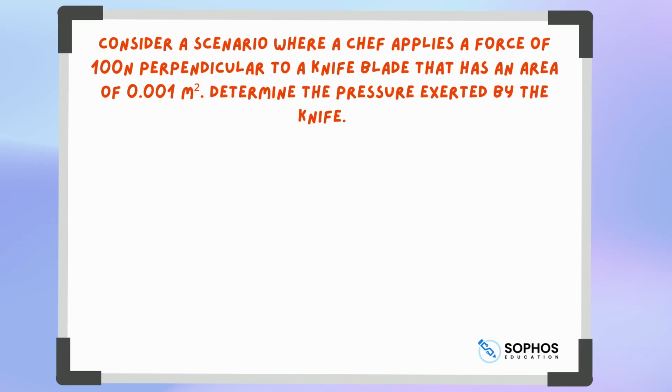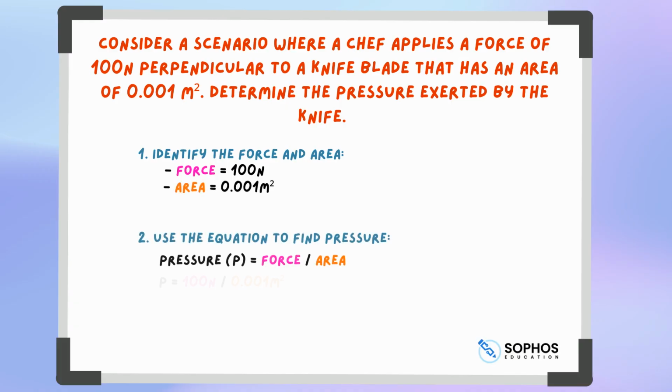Finally, question 3. Consider a scenario where a chef applies a force of 100 newtons perpendicular to a knife blade that has an area of 0.001 meters squared. Determine the pressure exerted by the knife. First, determine the known values. We know the force is 100 newtons and the area is 0.001 meters squared. Then use the formula for pressure and plug in our known values. We can then work out the pressure, which is 100,000 pascals. Therefore, the pressure exerted by the knife blade is 100,000 pascals.